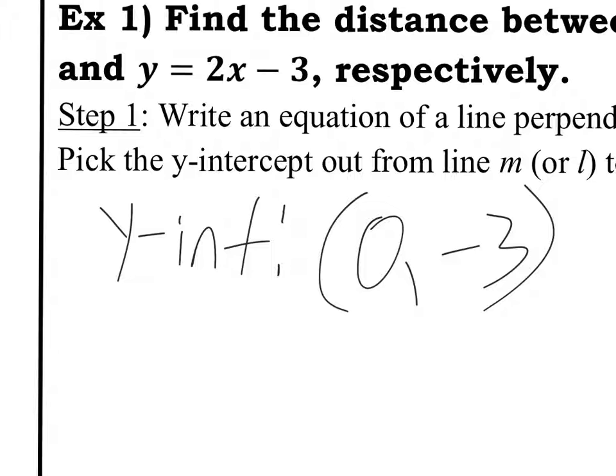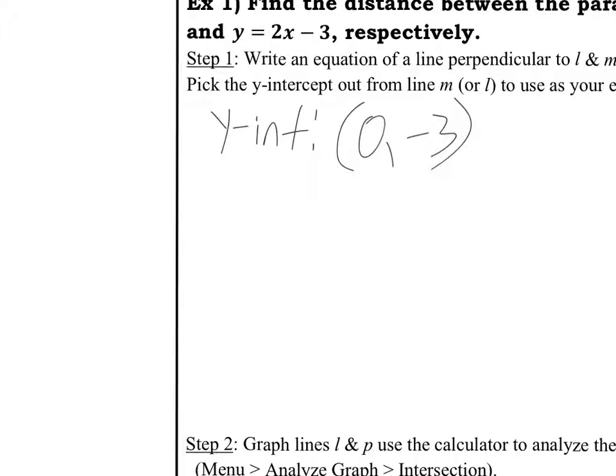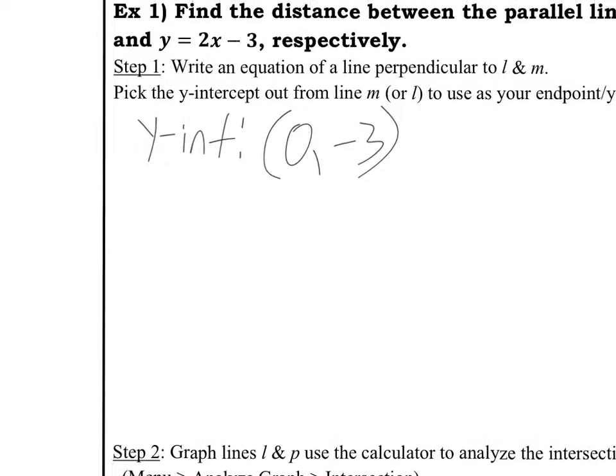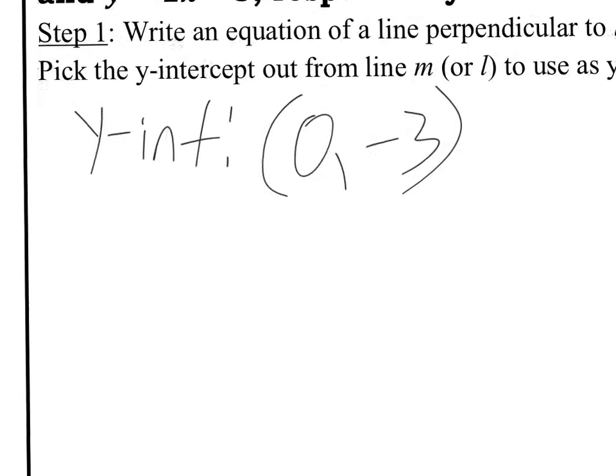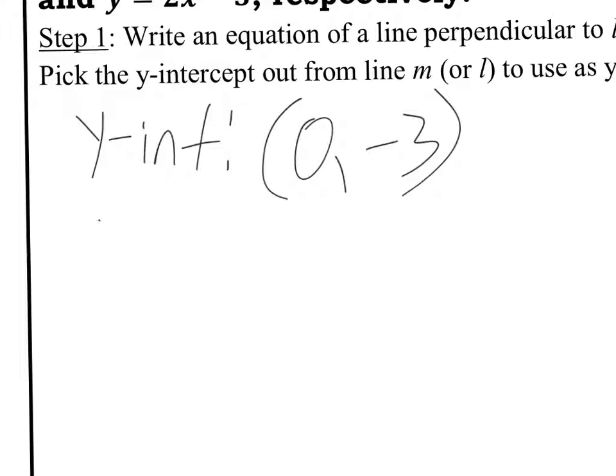And that's going to be similar to what we did in part 1, where I gave you a point off of the line. So I'm going to use this as that point, okay? So there's my y-intercept. Now I need to know what my perpendicular slope is. Well, if my slope for my other two lines was 2 over 1, or just 2, then my perpendicular slope is going to be negative 1 over 2.